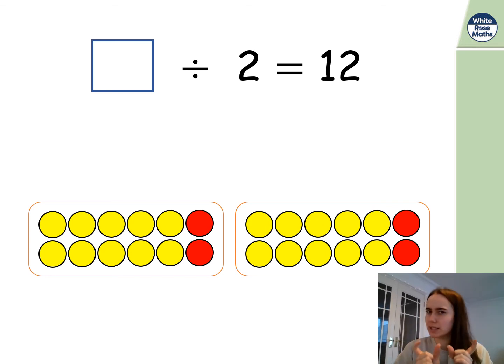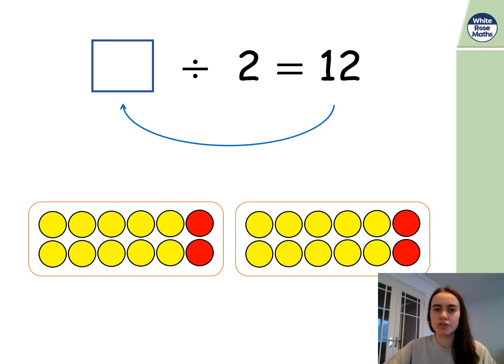Now, why is this going to help us? We know that the answer to the division sentence is 12. So why does 2 12s help us? Well, in fact, because when we are dividing something by 2 and we don't know what the thing that we are dividing is, we can multiply the answer by 2. So 12, we can multiply by 2 to find out what that missing number is.